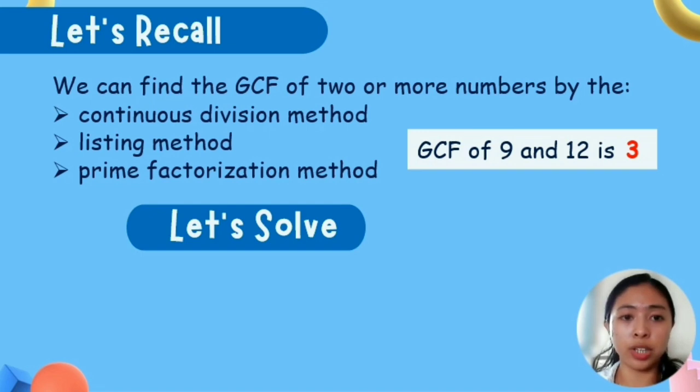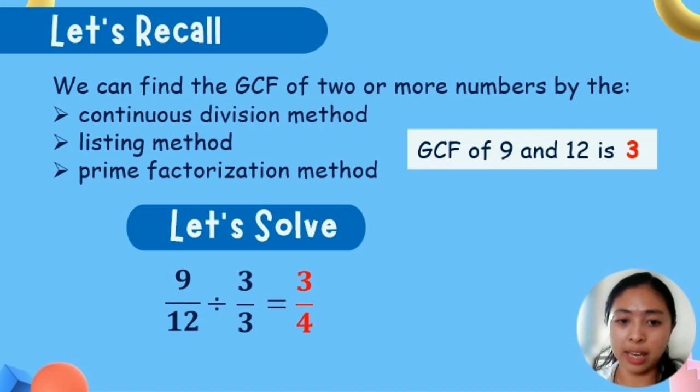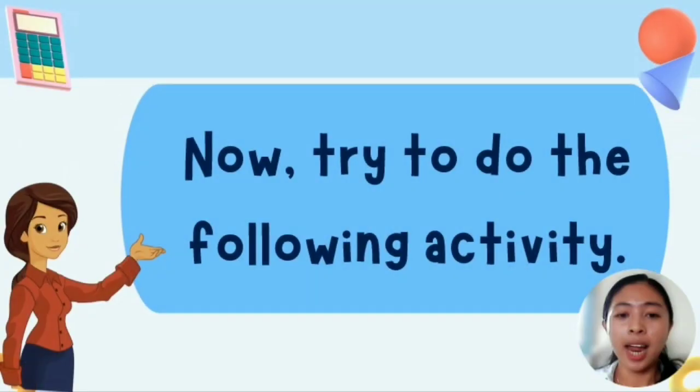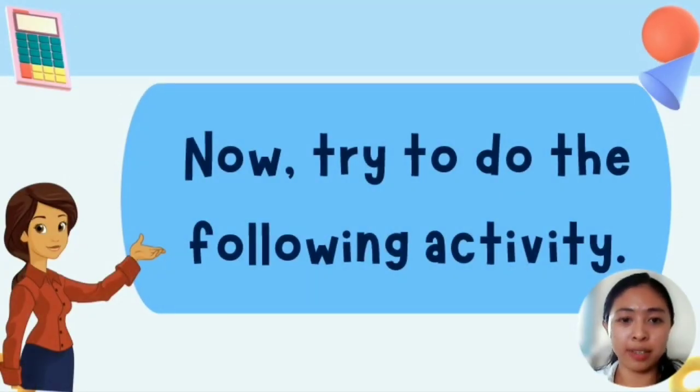Using any of these methods, we arrive at the same GCF of 9 and 12, which is 3. Performing the operation, we have 9/12 divided by 3 is equal to 3/4. We simply divide 9 by 3 to get 3, and 12 divided by 3 to get 4. Now, the only common factor of 3 and 4 is 1. This means that 3 and 4 are relatively prime, which indicates that 3/4 is in simplest form.